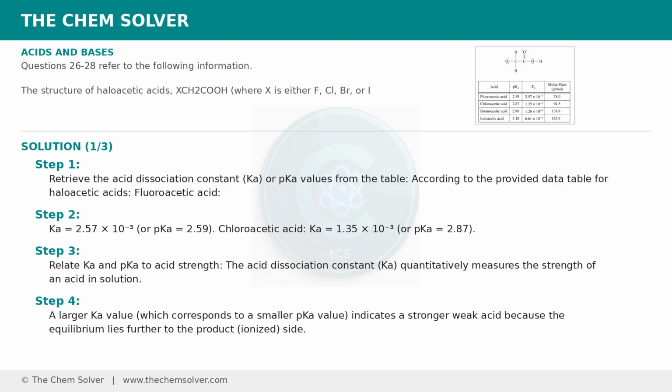Relate Ka and pKa to acid strength. The acid dissociation constant, Ka, quantitatively measures the strength of an acid in solution. A larger Ka value, which corresponds to a smaller pKa value, indicates a stronger weak acid because the equilibrium lies further to the product, ionized side.